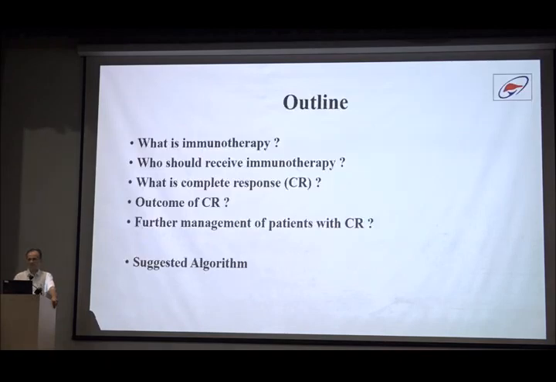The outline of the presentation is: what is immunotherapy, who should receive it, what is complete response, what is the outcome of CR, and what is the further management of patients who have achieved CR. And finally, we will be coming to a suggested algorithm in the end.